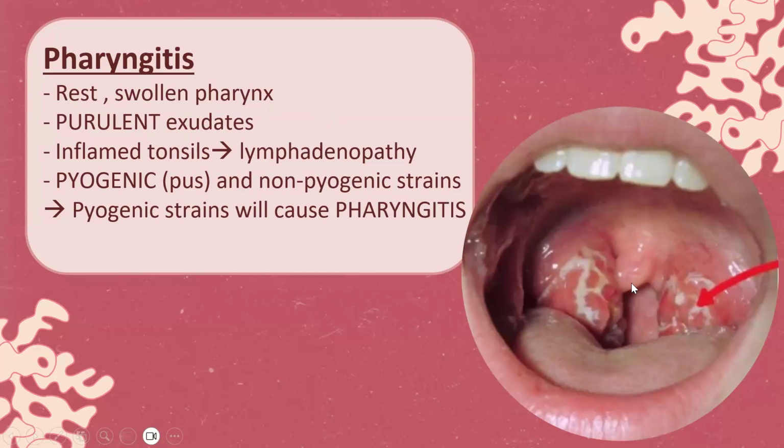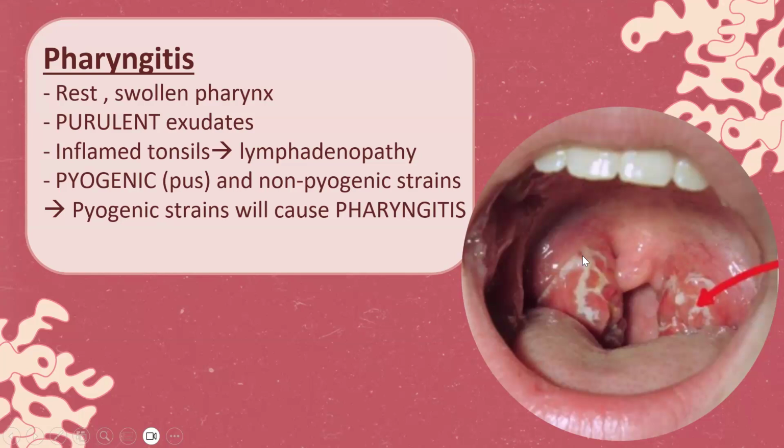This is pharyngitis. So it is a red swollen pharynx. It is red, so it's hyperemic, and it is swollen. And it has purulent exudates. It is a bacteria from the name pyogenes, pus. So pus or purulent exudates, and it should be inflamed. If it goes to the tonsils, it can cause lymphadenopathy. It is caused by the pyogenic strains of S. pyogenes, because we have pyogenic and non-pyogenic strains. So this is an image of pharyngitis.